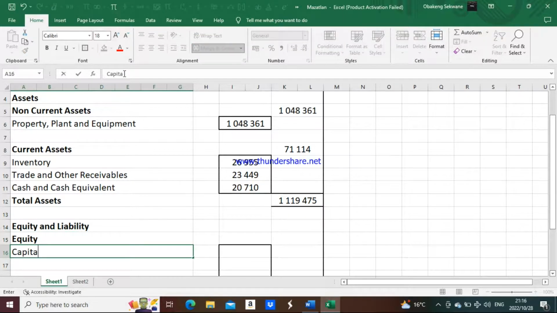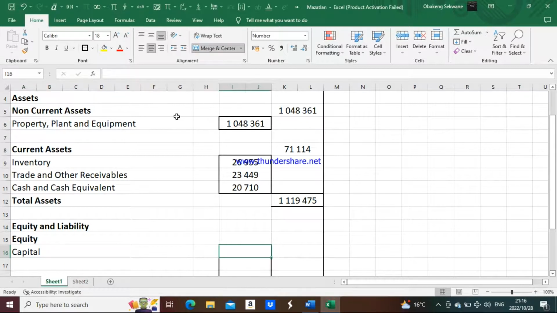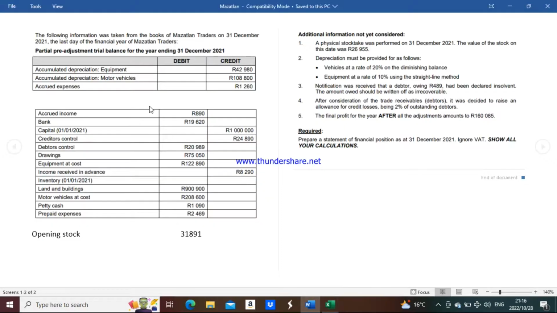So in equity we have capital, and if you look here, here's our capital. Our capital amounted to 1 million from the owner, and we have no transactions because we've done our first note, second note, third note, fourth note. We just left off this note. The final profit for the year after all adjustments amounts to 160,085. So everything else we're going to take directly from here.